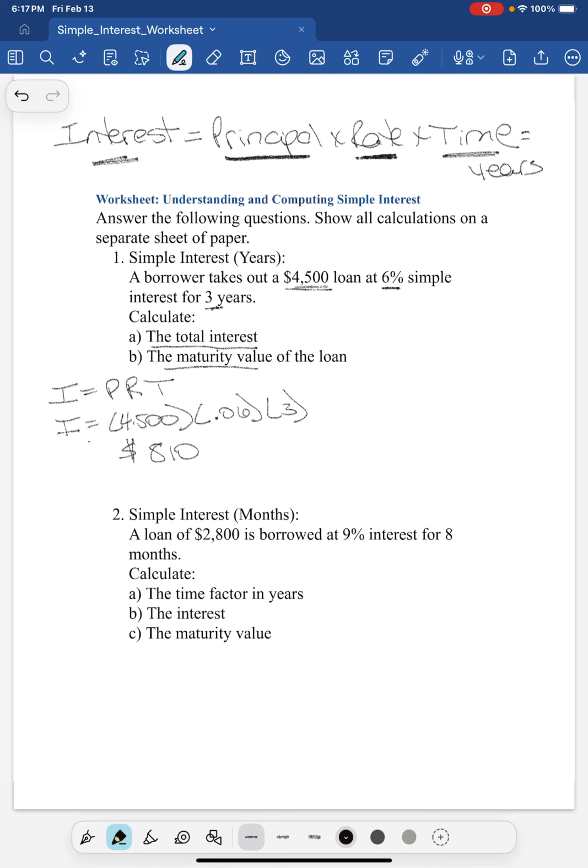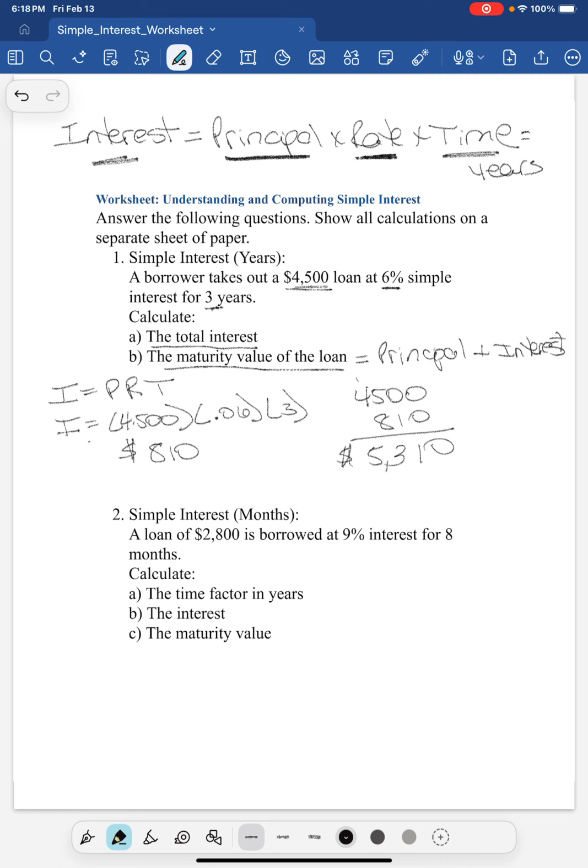And now it wants us to find the maturity value of the loan. And maturity value is just equal to principal plus interest. Maturity value is exactly how much you ended up paying back on this loan you took out. So all you have to do is take your principal and add the interest you found in step 1, and you see that the maturity value of this loan is $5,310, okay? So see, that's pretty easy stuff as long as you have the formula.